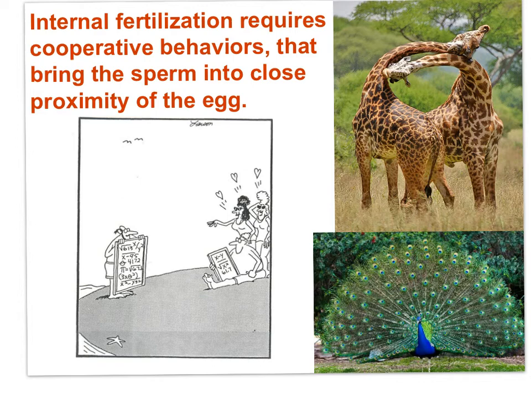Species that utilize internal fertilization display complex behaviors to accomplish successful sexual reproduction. For example, the display of the male peacock or the necking behavior of giraffes are complex behaviors to ensure successful internal fertilization. Humans have an interesting interplay of biological and cultural behaviors that result in successful sexual reproduction.